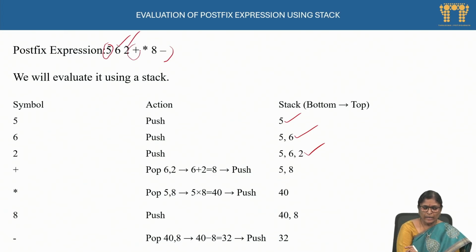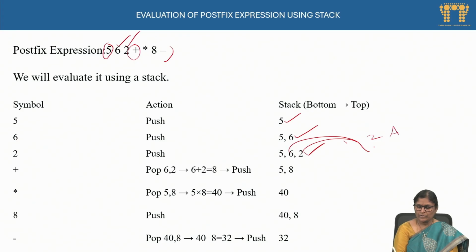Next, if an operator is encountered, what do you have to do? You need to pop the top 2 elements. So 2 you call A and 6 you call B. Now what do you do? Perform B operator A, so B plus A. That is 6 plus 2. So 6 plus 2 is performed.